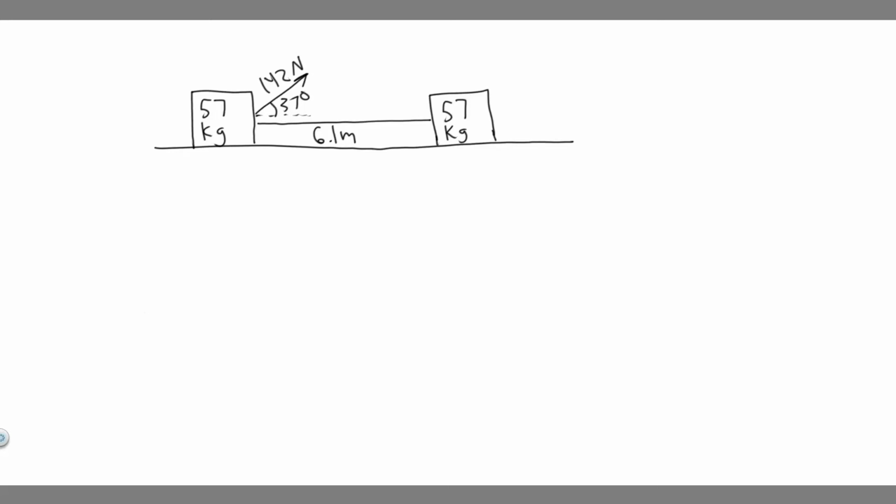In this problem, we're told a 57-kilogram packing crate is pulled with a constant speed across a rough floor with a rope that is at an angle of 37 degrees above the horizontal. If the tension in the rope is 142 newtons, how much work is done on the crate to move it 6.1 meters? So what we're trying to do in this problem is solve for work.